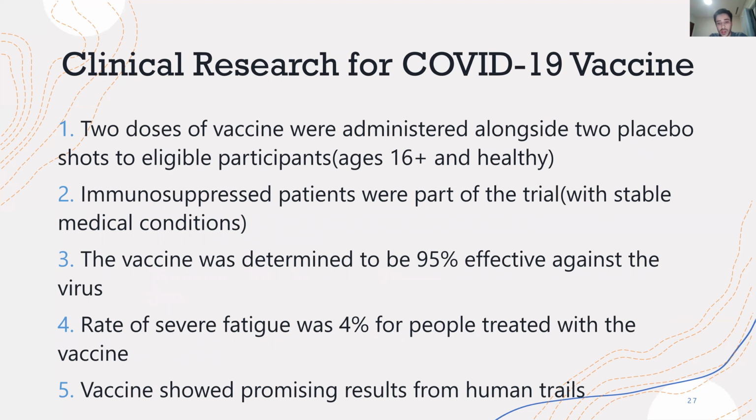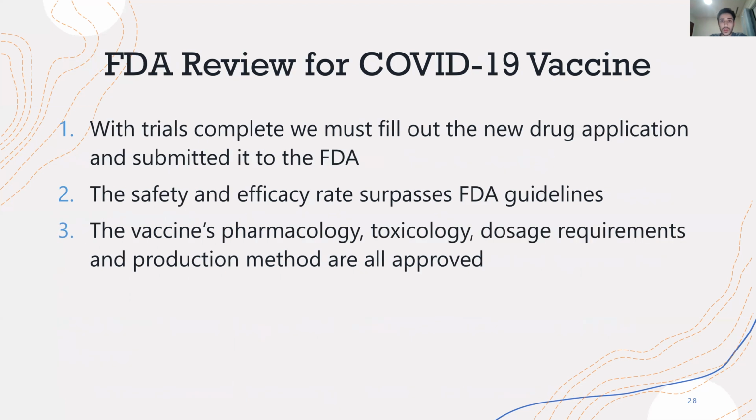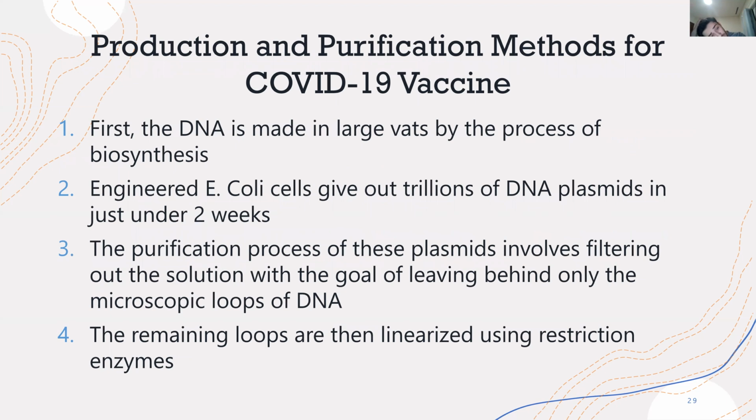With promising results from the human trial, we move on to FDA approval. To get FDA approval, we need to fill out a form called the New Drug Application, NDA, and submit it to the FDA. The FDA looks at the safety, the efficacy, the pharmacology, the toxicology, the dosage requirements, and the production method. All of this was approved by the FDA, and so we could release the COVID-19 vaccine to the public. So what is the production method that we used for our COVID vaccine?